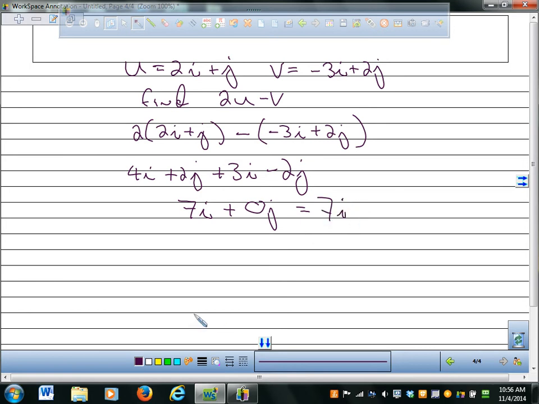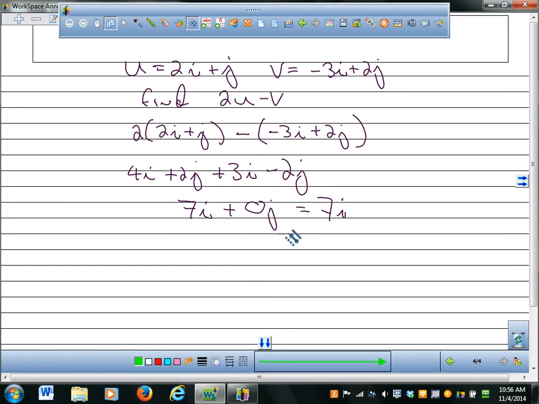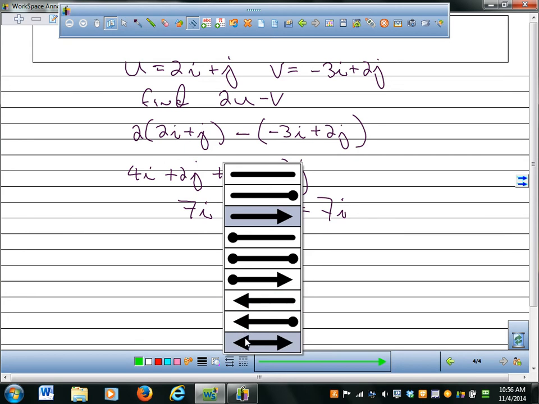So what does that mean graphically? Let's show what it means graphically. I want an arrow on one end only, not on both ends.